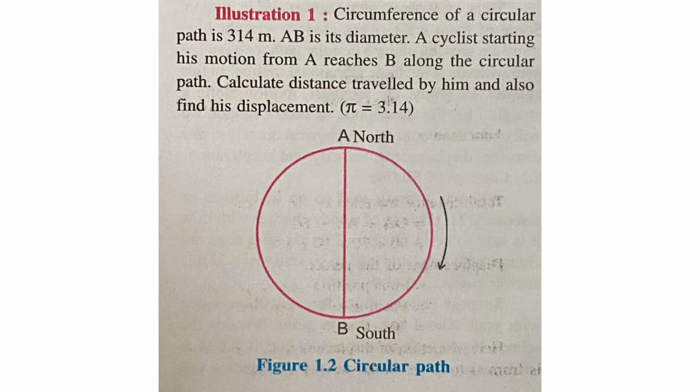Now, a cyclist is starting his motion from A and reaches B along a circular path. You can see the direction given in the diagram. He is moving in that circular path from A to B. That is, you can see that he is moving from north to south. We are asked to find the distance travelled by him and his displacement. So, let us find it.